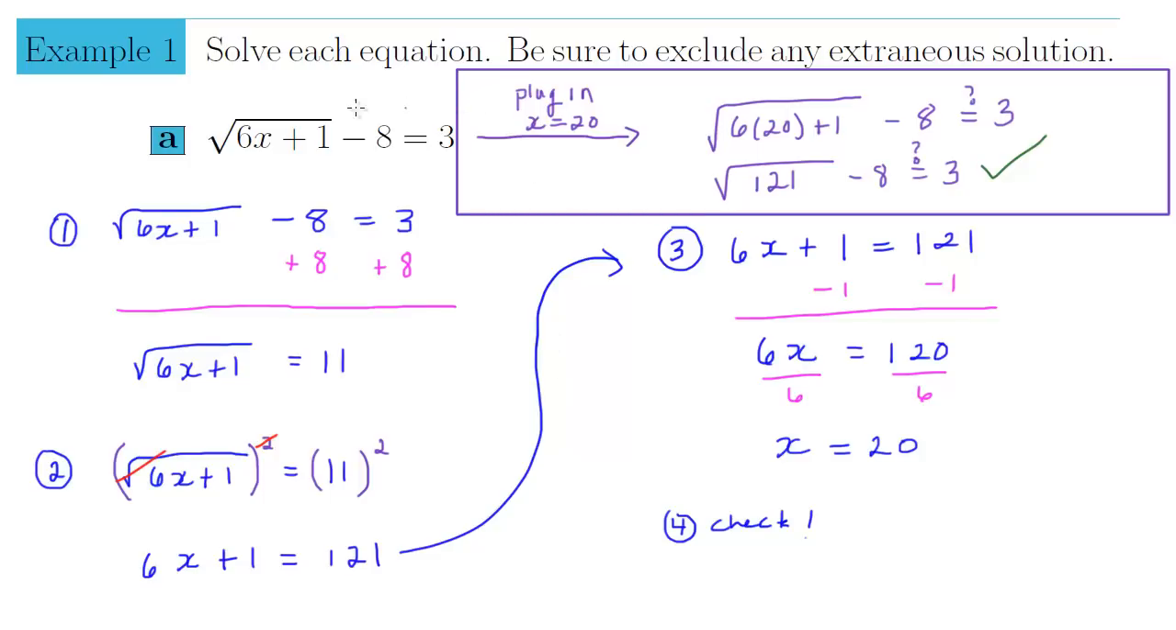So here's my check. I went back to the original equation and I plugged in my proposed solution, x equals 20. So instead of 6x plus 1 under a square root, I write 6 times 20 plus 1 under the square root. I evaluate 6 times 20 is 120 plus 1 is 121. So the question is, does root 121 minus 8 equal 3? That's what it says it should equal. Well, yeah, root 121 is 11. 11 minus 8 is 3. This checks out. So in fact, our solution x equals 20 is not extraneous. It is the actual solution to this equation.